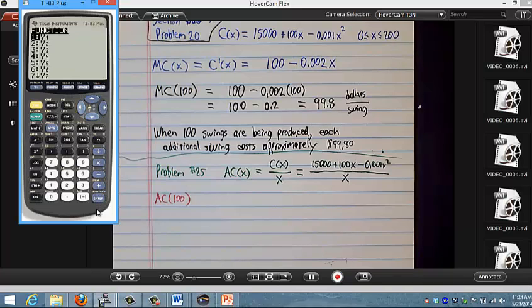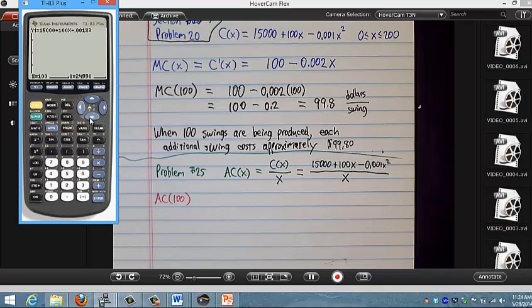So if I take y1, which I had before, I can type that in. And now I can say divide by x. You could actually graph the average cost function. Now I'll graph it. I'm not going to see anything because my y's are really bad. But now if I press trace, see, here's x. Here's the cost of 100 swings. That's what we already got.